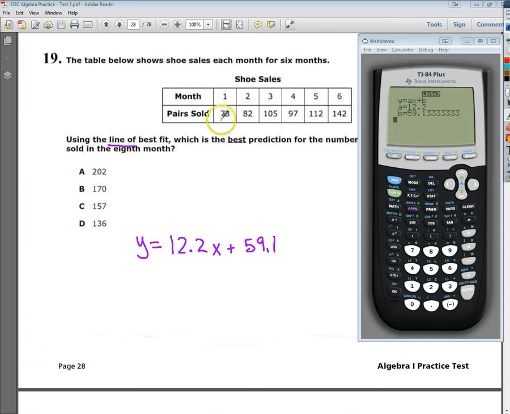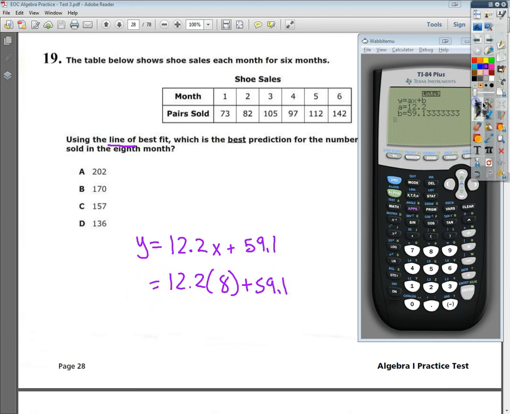So if I plugged in 1, it should give me 73-ish in that general area because it's a line of best fit and not the greatest fit of all time. But we want to know the 8th month. So for x, all I'm going to do is plug in an 8, and then I'm going to solve it out, and it should tell me what the value is. So I'm going to see if the calculator will let me get out of here and make that happen.